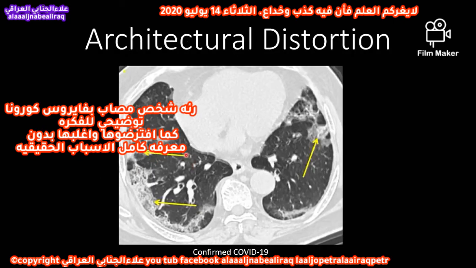This is another case of severe COVID pneumonia, and in this case we start to see more of that architectural distortion. So it almost looks like the lung is tethered or being pulled, and we start to see these more linear opacities in addition to the areas of consolidation and ground glass opacification.